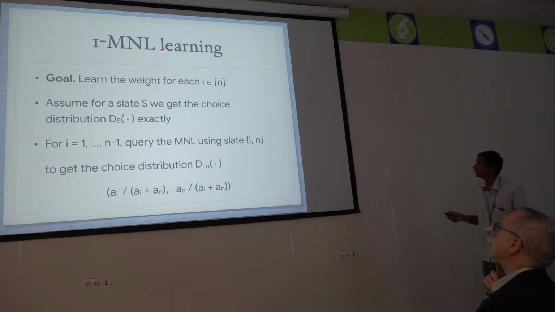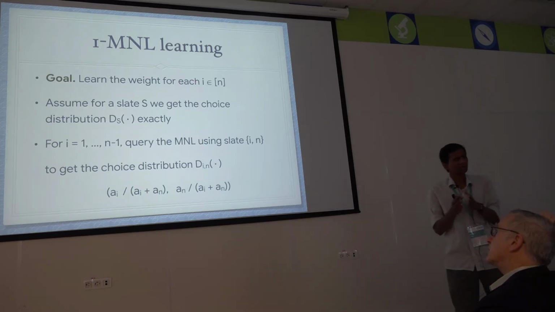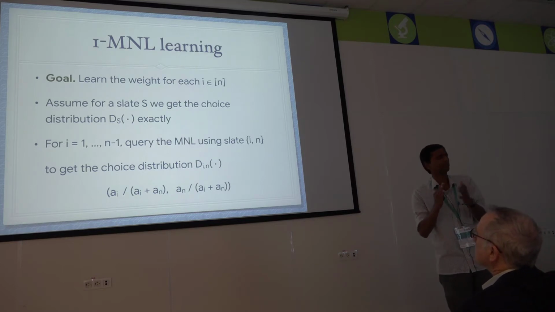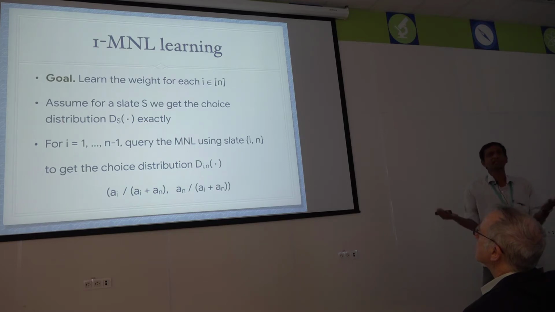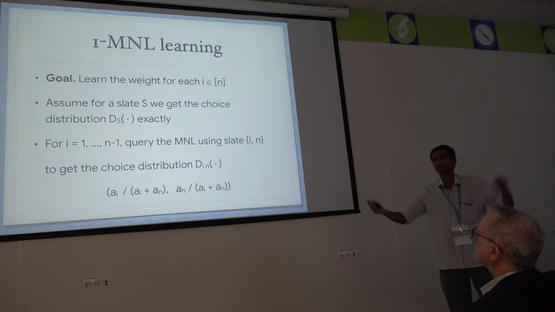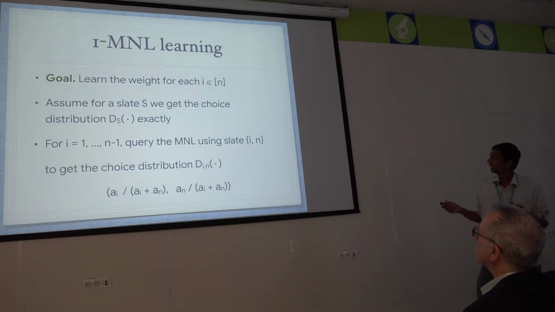And the goal in this MNL is actually much easier. You're not trying to learn the winning distribution for every slate; the problem is simpler. All we need to do is learn the weight for every item. That will completely define the model. So what do we get? Like the max dist oracle, we assume that for any slate we get the choice distribution, say the max dist oracle gives you the exact distributions. So I have an MNL, how do I learn the weights?